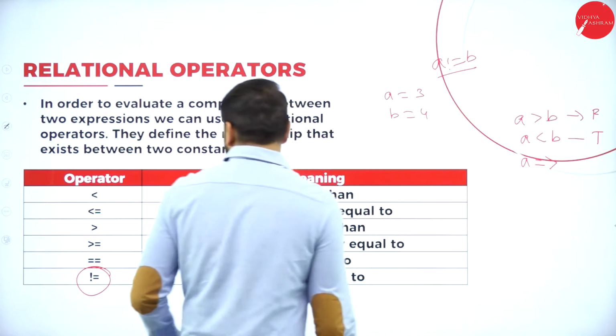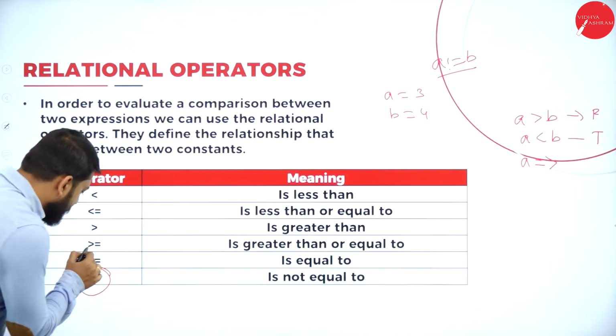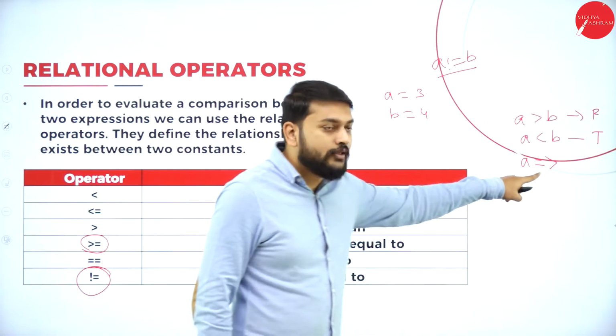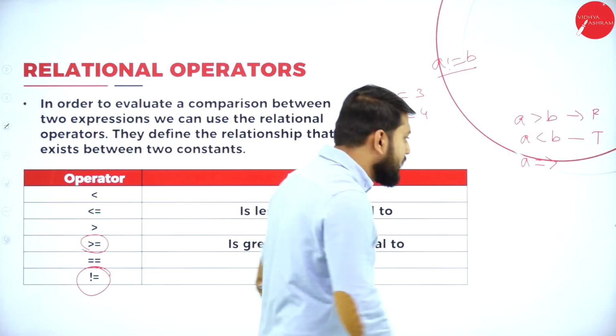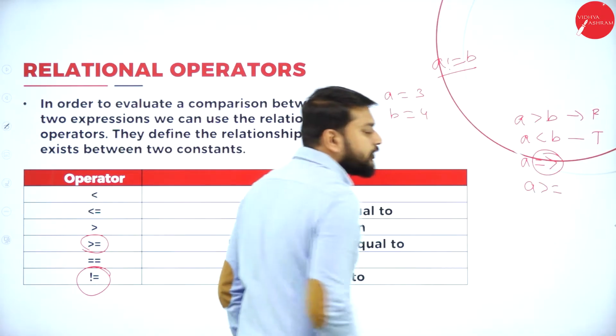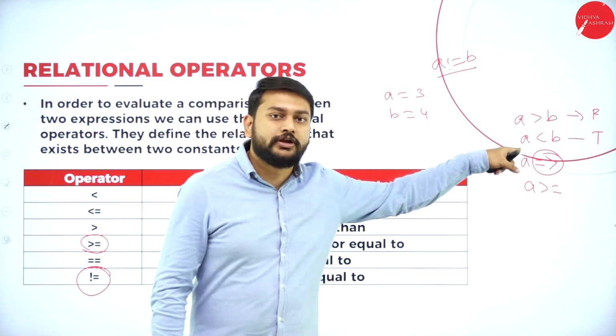Okay, so what do I have to write? Please observe here. Most of you will make this mistake. So how do I write? You should write like this: greater than or equal to. Most of you will make the mistake here. So please make a note of it.